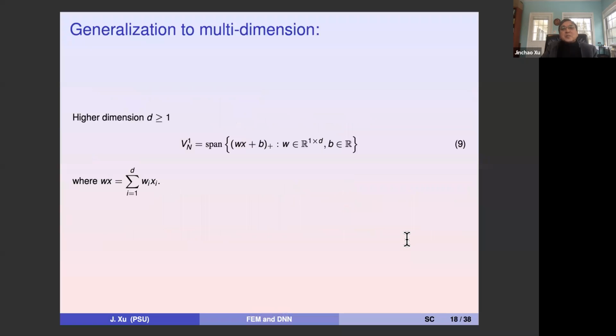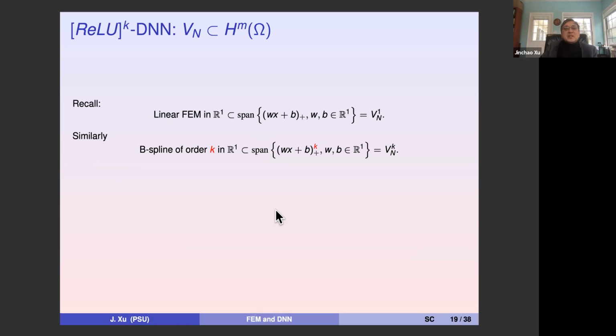Now generalizing to multi-dimension is totally trivial. You can just replace these things by a linear function in multi-dimension. Just put that one in there. And then all of a sudden you get a piecewise linear function in multi-dimension. But you can also raise the power k here in this guy. You get a piecewise polynomial of degree k, as we call this one here.